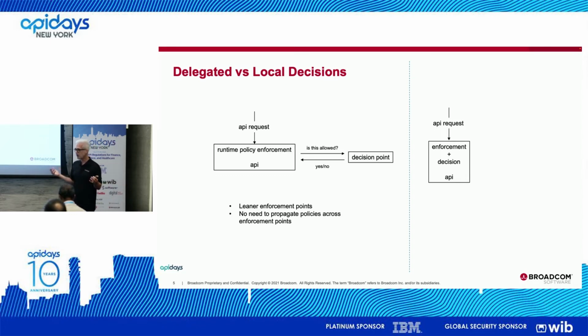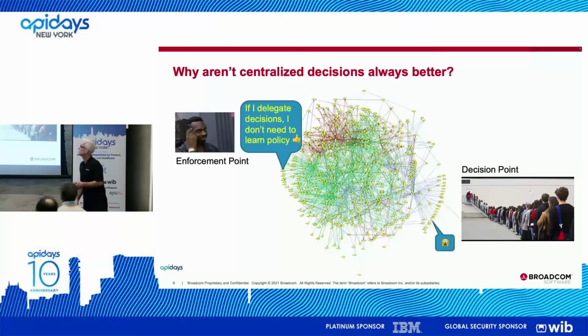You don't need to propagate the policies across the enforcement point. So basically, on the runtime enforcement, you don't even know what the decision is about. You don't need to know what the decision is about because you're passing the relevant data, and the decision point will do that for you. Whereas with local decisions, the enforcement decision happens in the same scope.